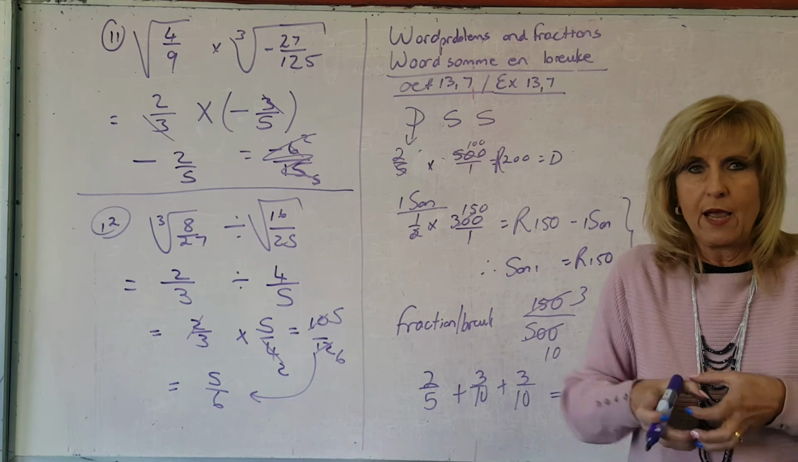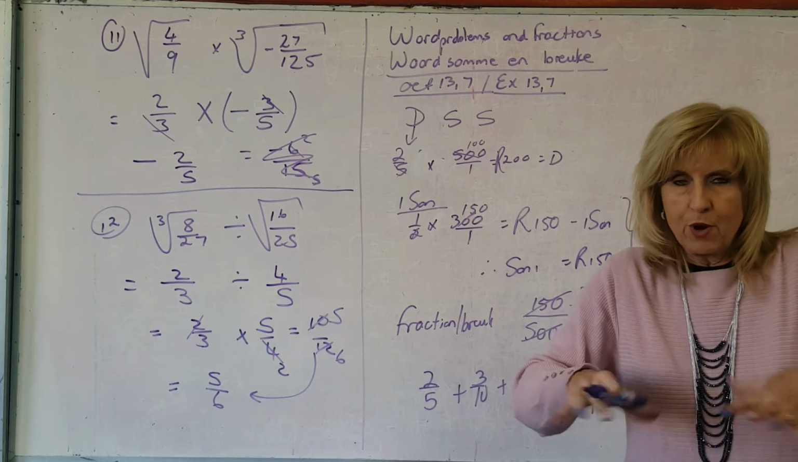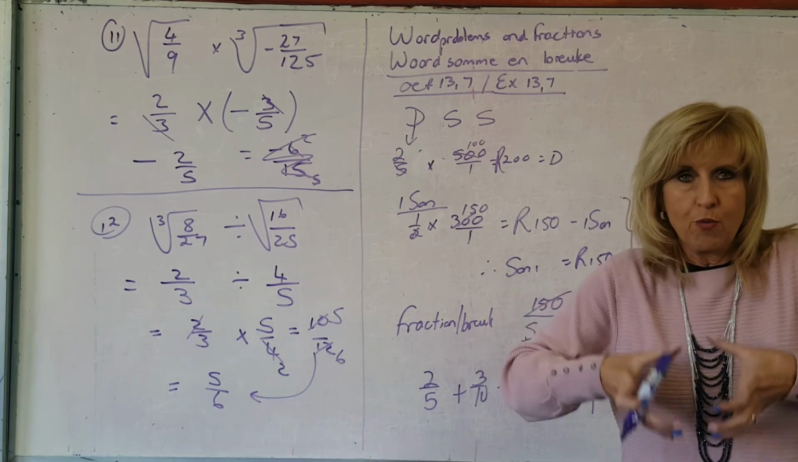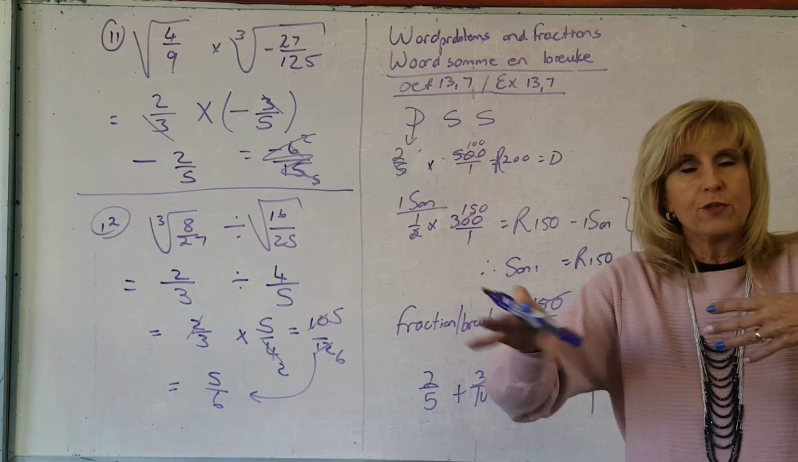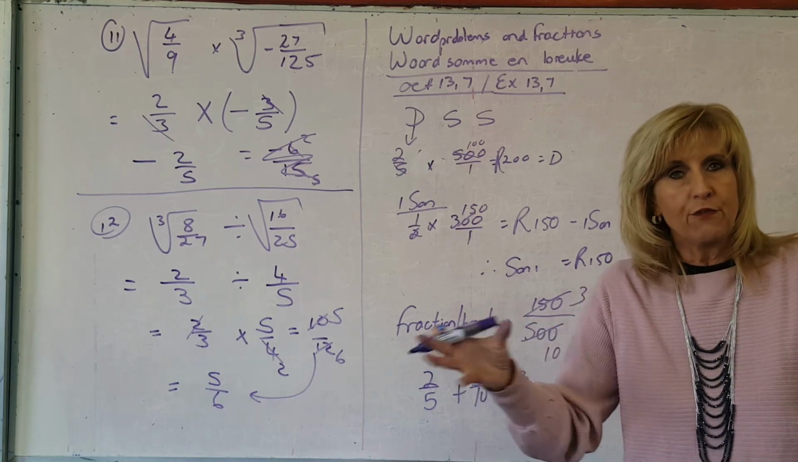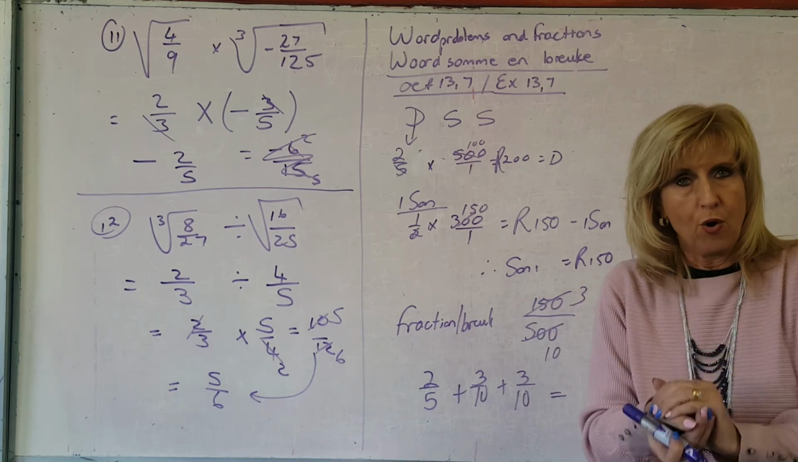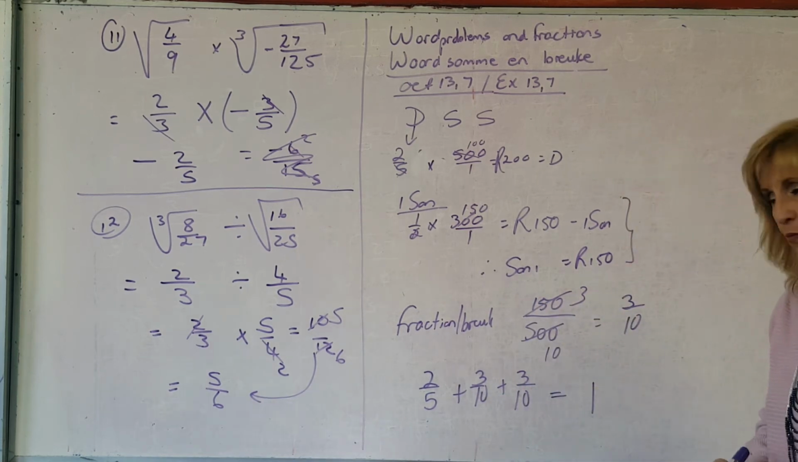Die pa se geld wat hy uitdeel is 1 hele. But he's breaking it up into fractions. 1 whole pot full of 500 rand money, and then if I divide all the fractions out, those fractions should add up to 1 whole. Is hierdie 1 hele? Kom ons kyk.